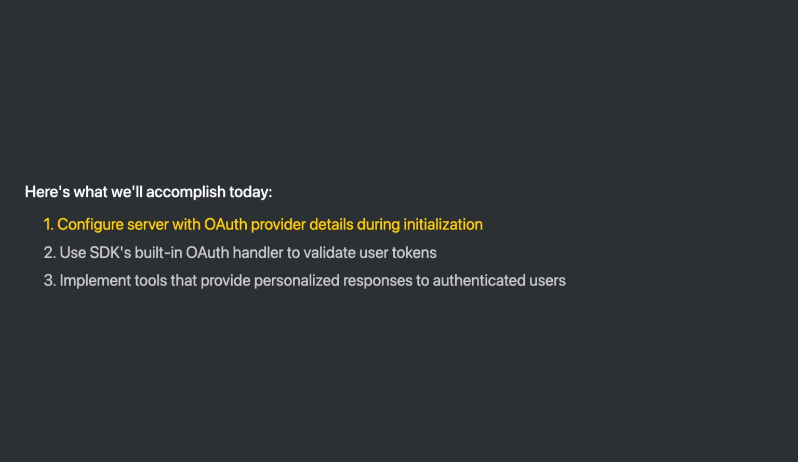We will first configure the server with the necessary OAuth provider details during initialization. Next, use the SDK's built-in OAuth handler to automatically validate user tokens. Finally, implement a clock handler that provides a personalized response to the authenticated user. Let's get started.